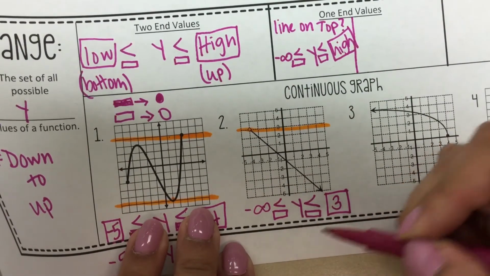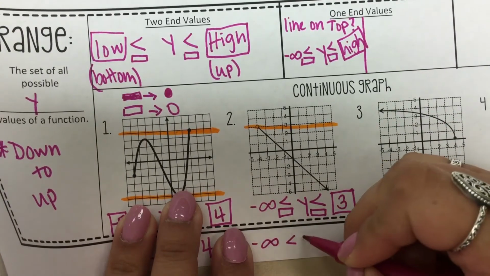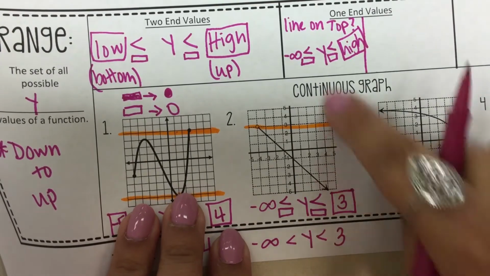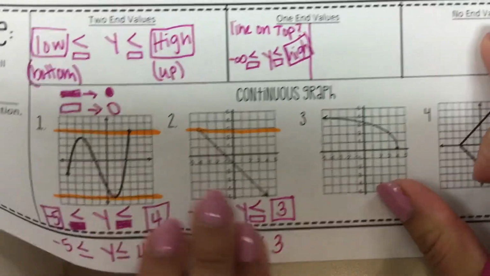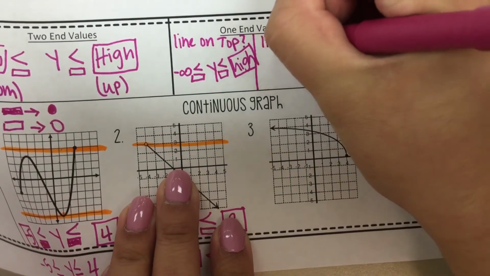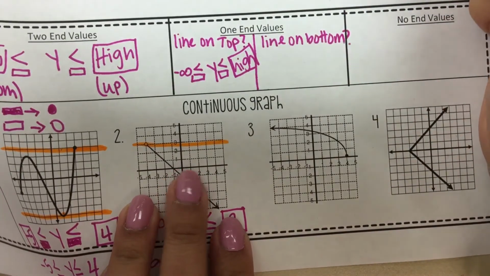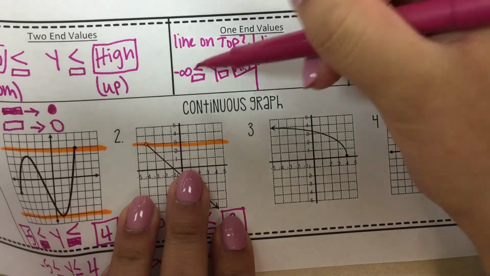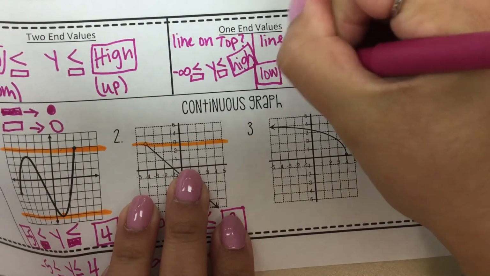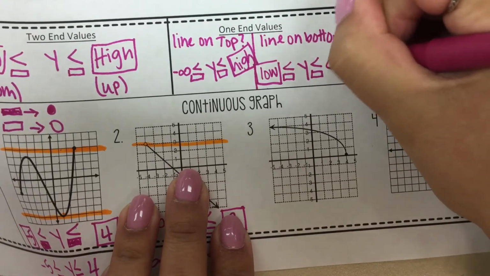So again, translating this into what it'll look like on your assignments and on your tests, it is negative infinity less than y less than 3. So this is what it's going to look like when your line is on top. Now, what happens if the line is on the bottom? Well, then we're basically just doing the reverse of this. So you're going to start with your low number, less than little box, y less than little box, infinity.